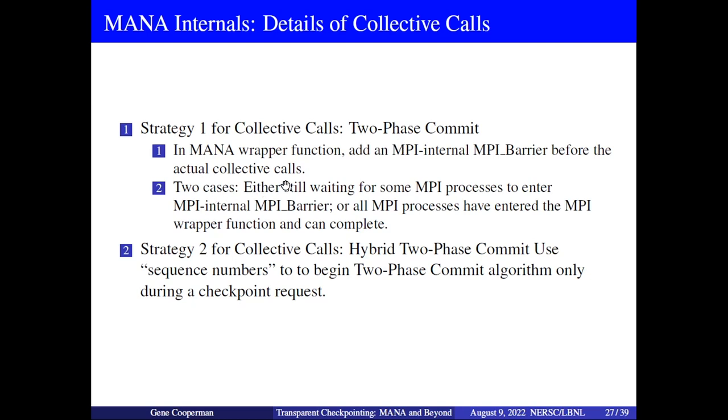Two cases, case one or case two, and we know what to do in either case. So now the story is sequence numbers normally during runtime. When the checkpoint request comes in, transition to two-phase commit. When you're in two-phase commit, you have two cases. It turns out we can handle either of those two cases fine.